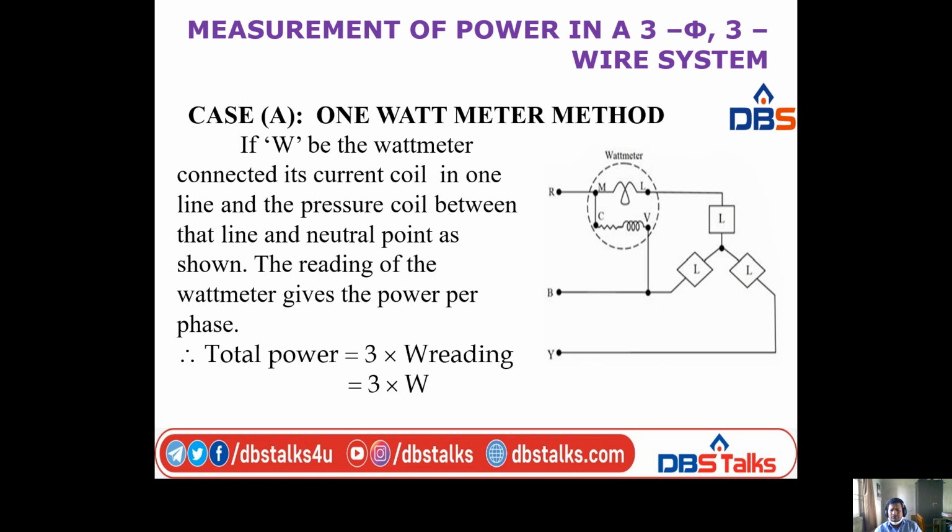The reading of the wattmeter gives the power per phase. Therefore, total power is equal to 3 times the per phase power. So total power is equal to 3 into the wattmeter reading, that is, 3 W.